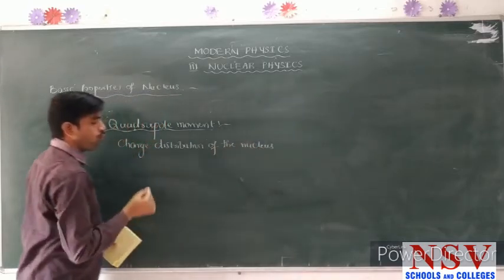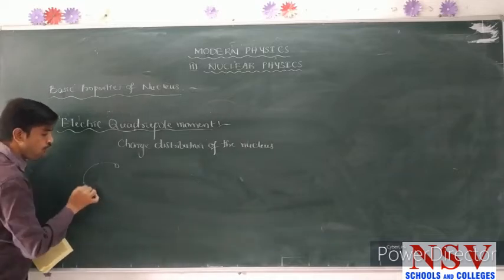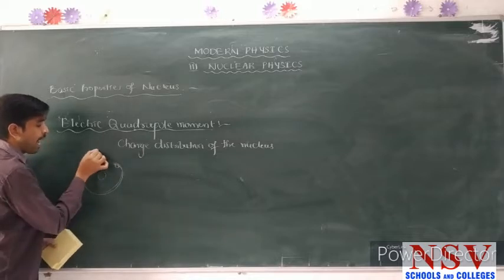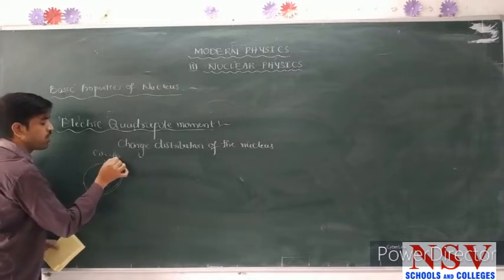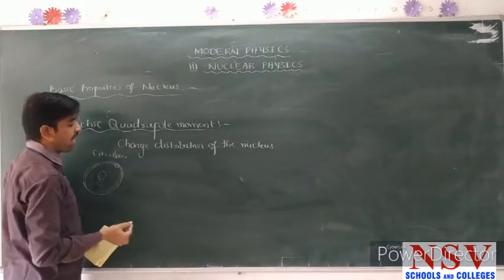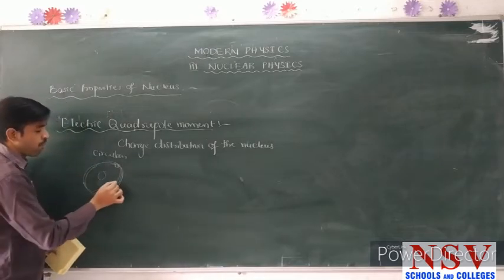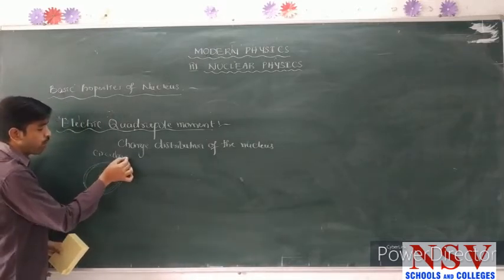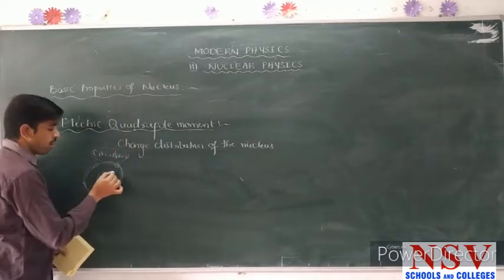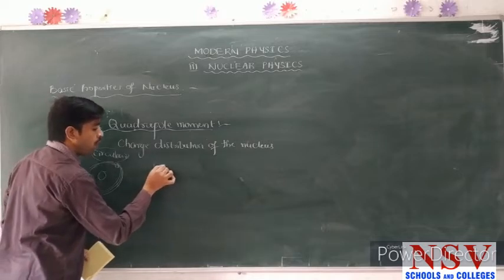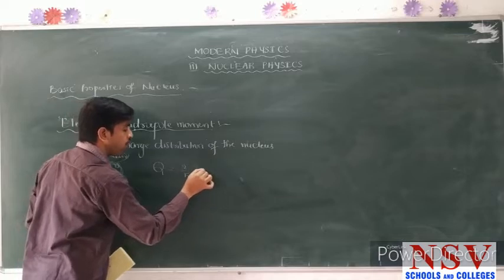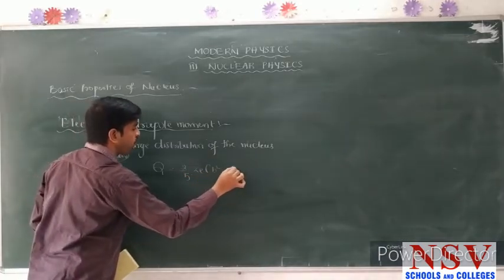Most probably, when electrons revolve around the nucleus, they do not revolve in a circular manner. The path changes to an elliptical manner. It gives information about the deviation of the path from the symmetrical manner. That is represented by the electric dipole moment. This we have to understand with the help of the formula: Q is equal to 2 by 5 Z e (b square minus a square).